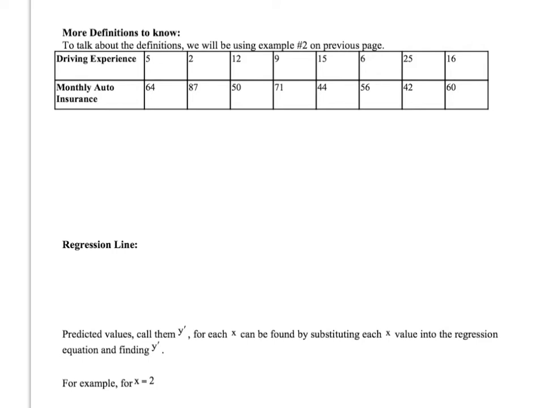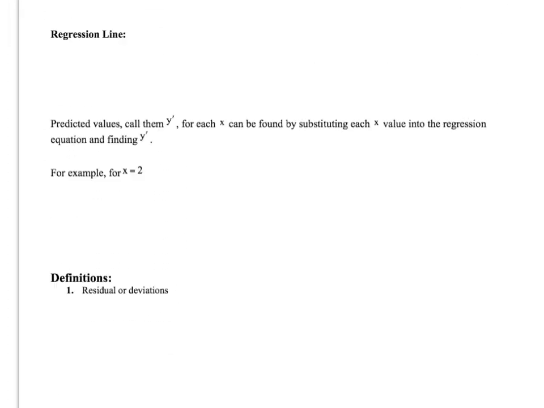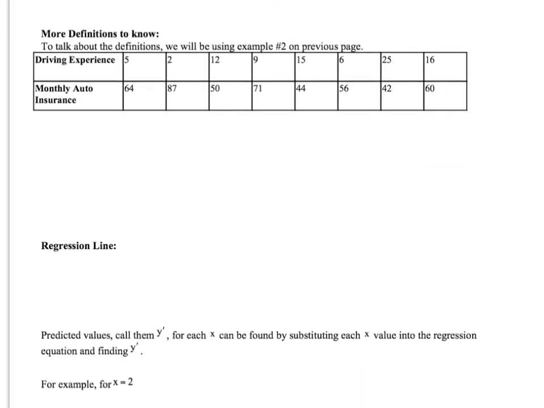Okay, so we're going to start talking about now and finishing up chapter 4 by looking at the residuals and the sum of the square residuals. And to do that, we're going to be looking at our example of the driving experience versus the monthly auto insurance. So X is your independent and Y is your dependent variable. The first part is to find the regression line. And again, you're going to do this by using your calculator. You are not expected to do this by hand, so please don't try.